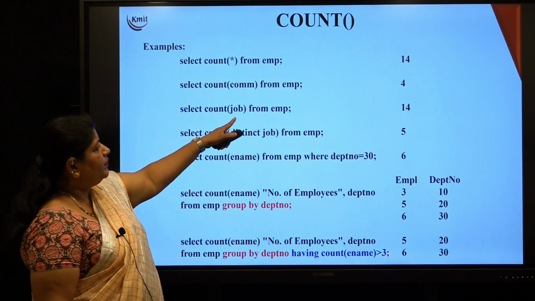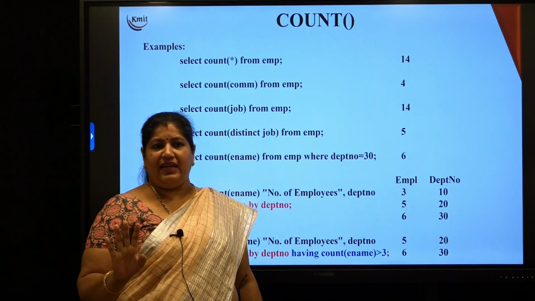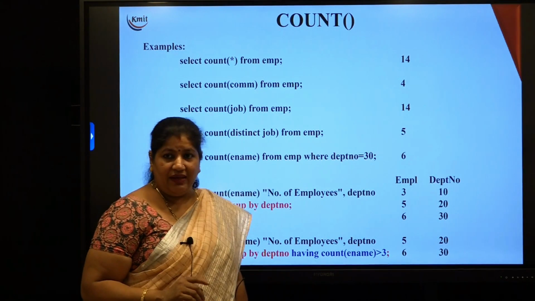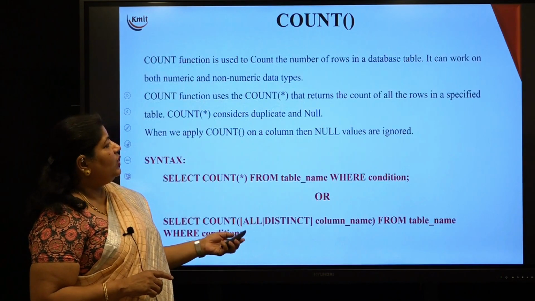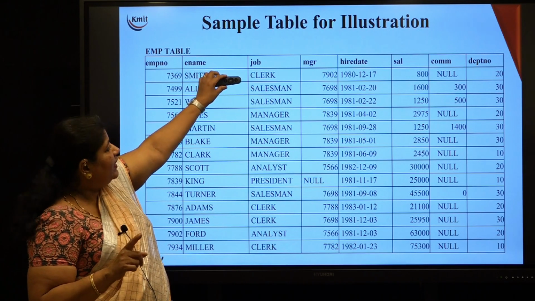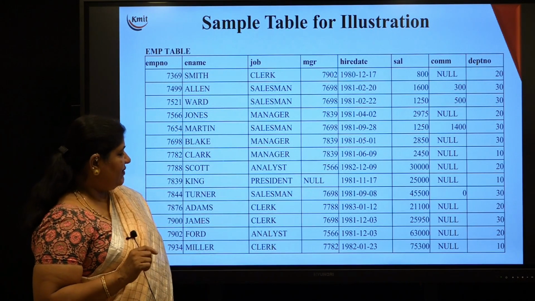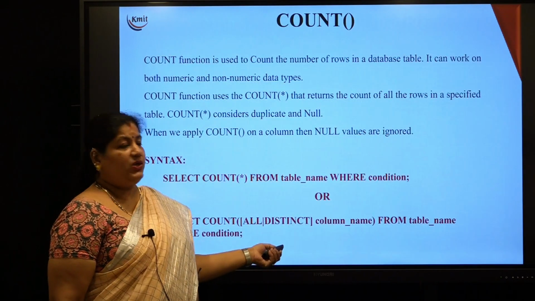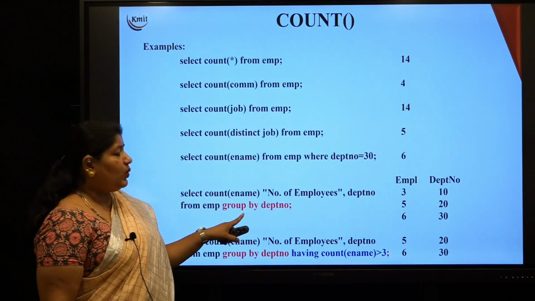Look at job. When I say count job from EMP, in all the 14 rows there is an entry. That is why it gave 14. Whereas if I say count distinct job from EMP, you will see it as only 5, because the 5 unique jobs are clerk, salesman, manager, analyst and president. These are the distinct jobs. Okay. So coming to this group by option.